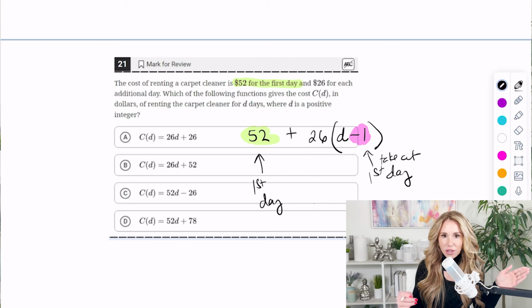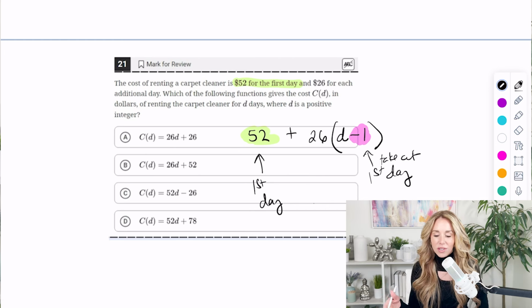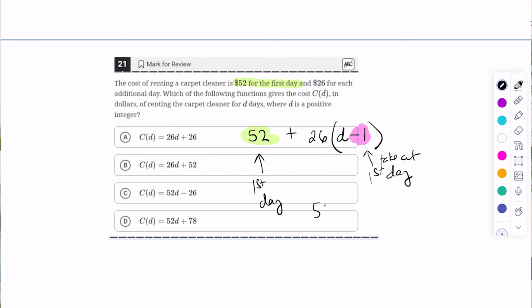You're charging them $52 and $26. So then what we do is we just solve. So we have 52 plus 26D minus 26, and that's how you end up with 26D plus 26, which is A.